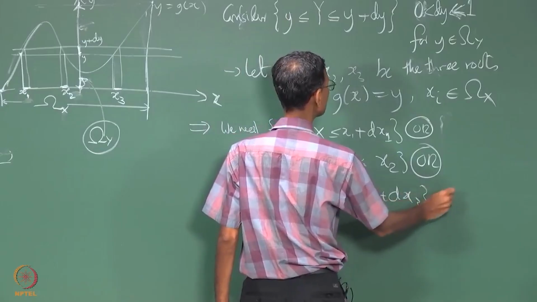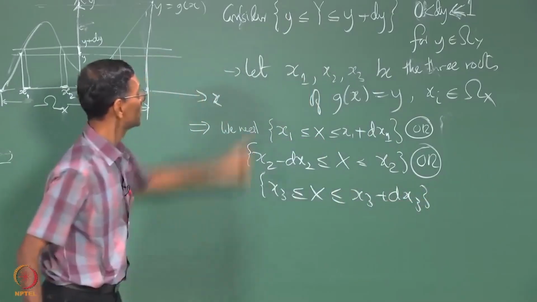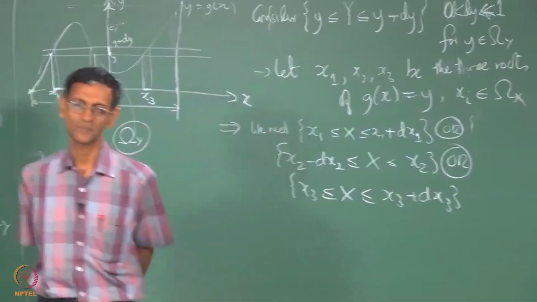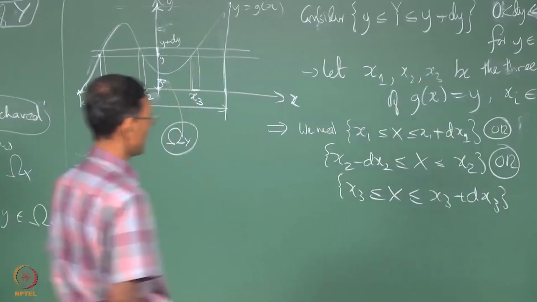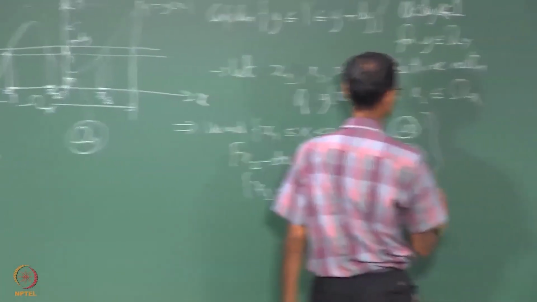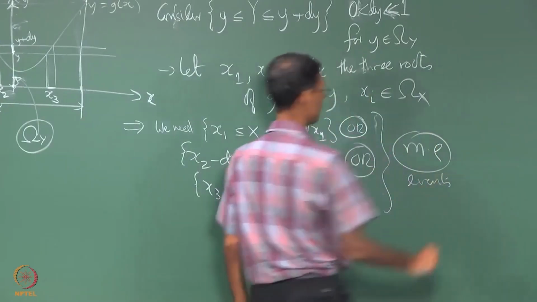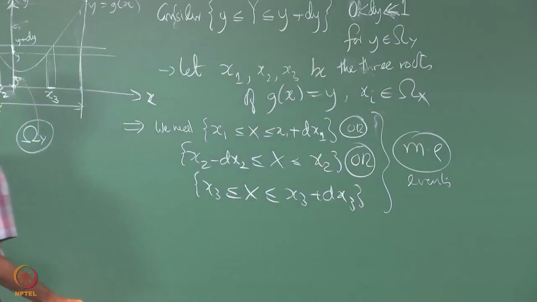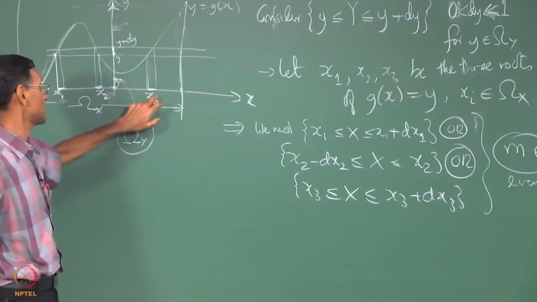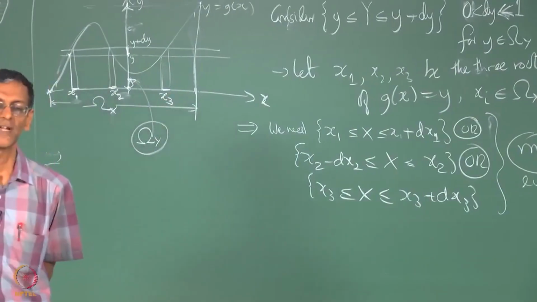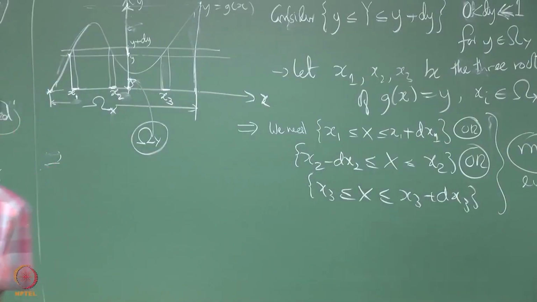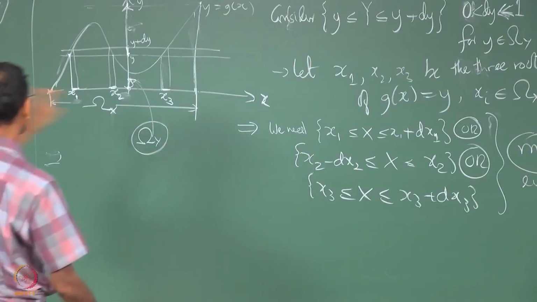So one of these three events has to happen for this to happen, and these are all mutually exclusive (ME). In other words, if x is going to sit in this interval, it cannot at the same time sit here and sit here, right. Disjoint intervals are always ME, a basic fundamental property.